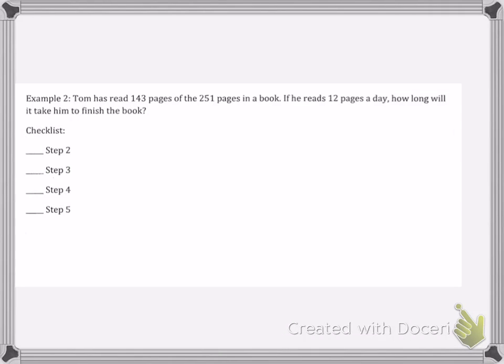So for example 2, we read through. Tom has read 143 pages of the 251 pages in a book. If he reads 12 pages a day, how long will it take him to finish the book? So what are we looking for? We want to set up our variable. X is the number of days it would take him to finish the book.